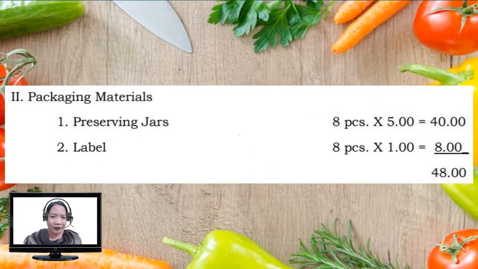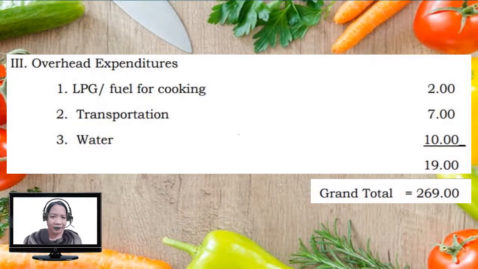For our next expenses is packaging materials. We have preserving jars and label for a total of 48 pesos. Lastly, our overhead expenditures. We have LPG, fuel for cooking, transportation, and water. Total is 19 pesos. So the grand total of our expenses is 269 pesos.